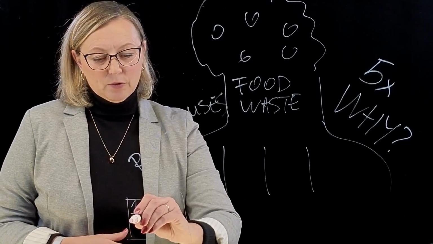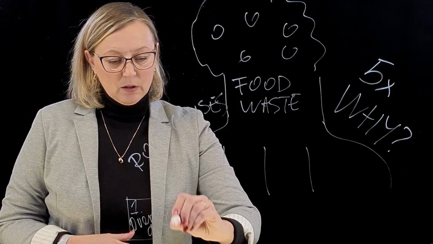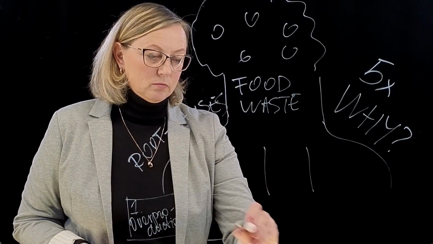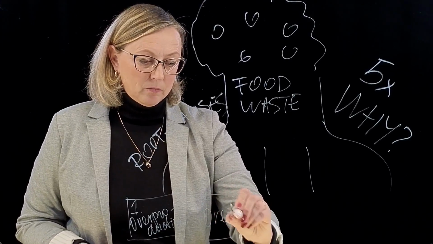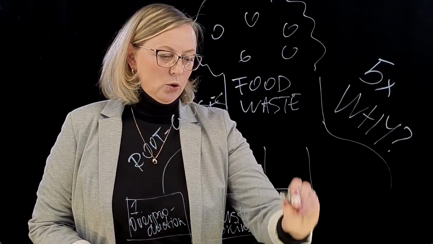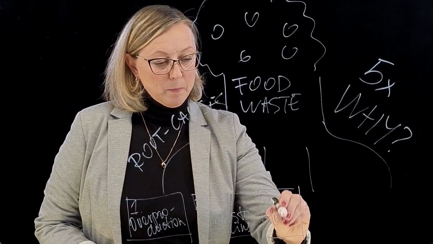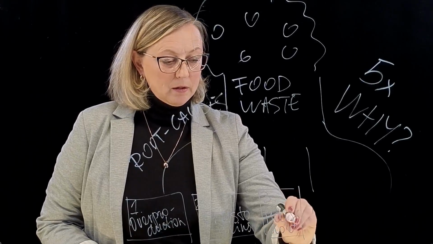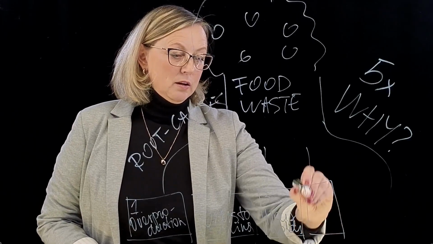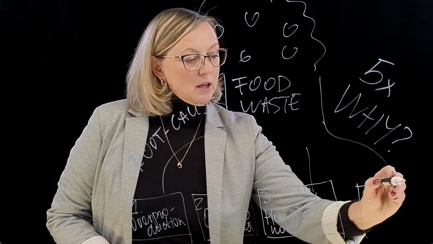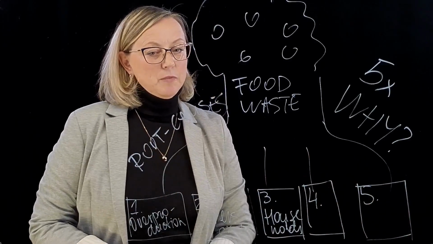So one could be, for instance, overproduction. Another primary cause could be, for example, overstocking. The third one could be, for example, food disposal by the households. And so you will continue with the fourth why on primary cause definition, and fifth. So you are going to have 5 branches of the primary causes.